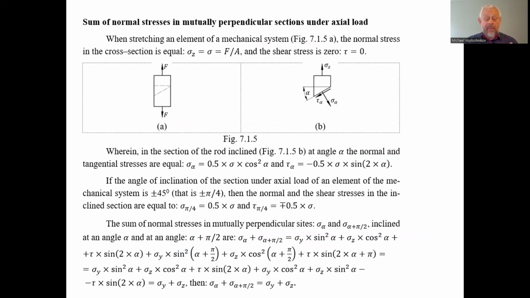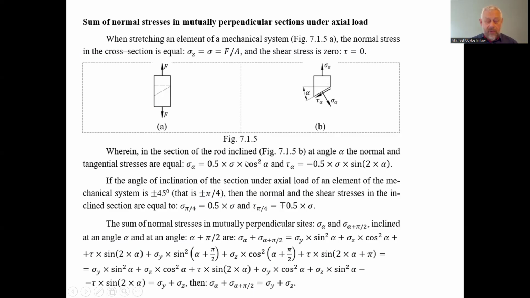Okay, and the particular case, the sum of normal stresses in mutually perpendicular sections and axial load when stretching an element of a mechanical system shown on figure 7.1.5a, the normal stress in the cross section is equal to sigma z. Here we can find sigma z is the stress equal just to F divided by A, and the shear stress in the side perpendicular section to the active applied force is equal to 0.